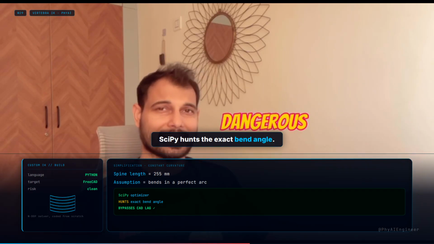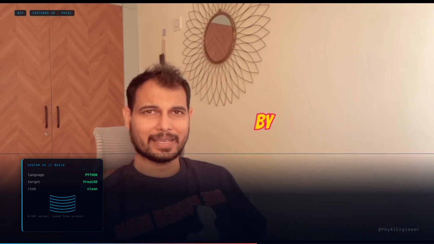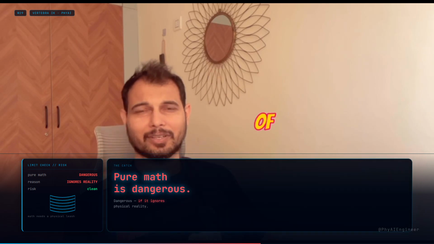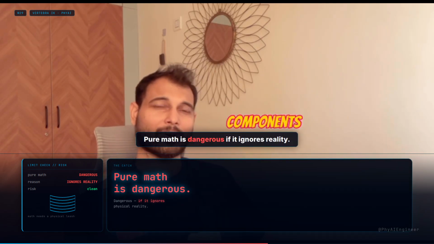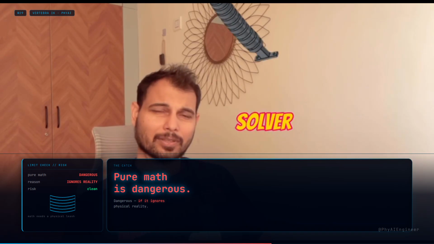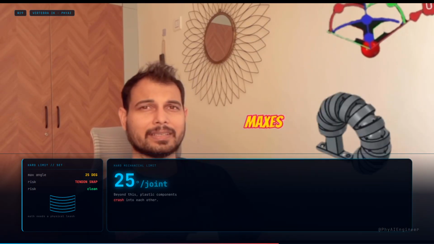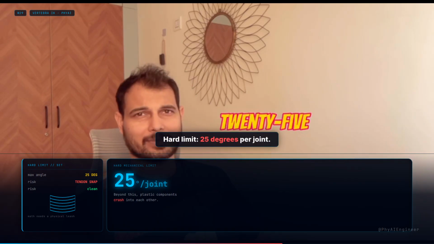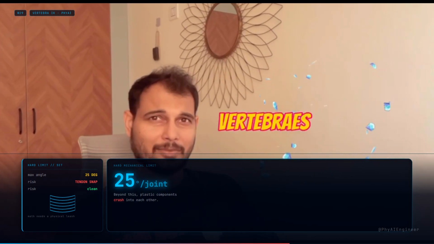But pure math is dangerous if it ignores physical reality. The baseline vertebrae designed by AI have a hard bending limit, as they cannot move beyond 25 degrees before the components crash into each other. If a math solver tries to reach a point which is too close to the base, it automatically maxes the angles out beyond 25 degrees. In the real world, that will snap the arm and shatter the vertebrae.